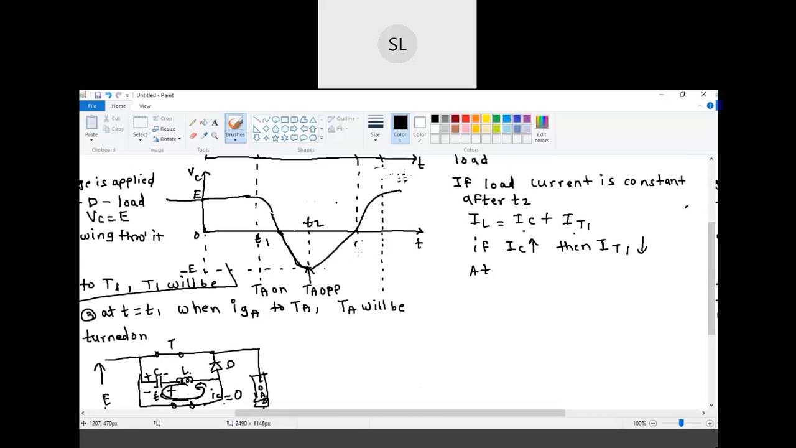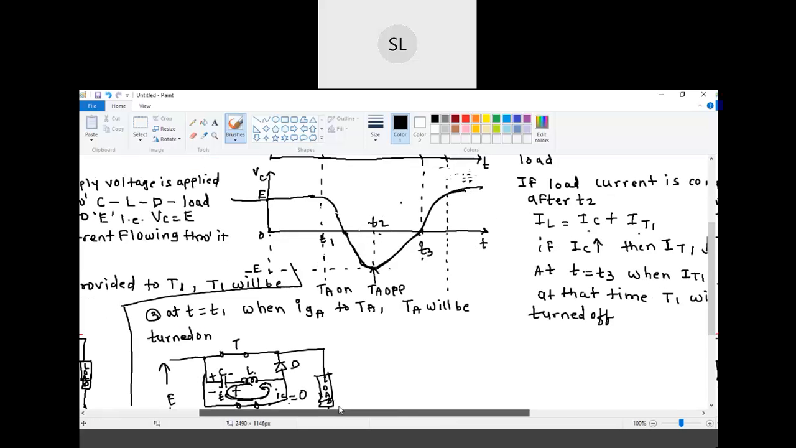So at say t equal to T3, when IT1 is equal to 0, at that time T1 will be turned off. So during this T2 to T3 what will happen? The capacitor will first be discharged and again it will be charged with the opposite polarity, like likewise in the first step.